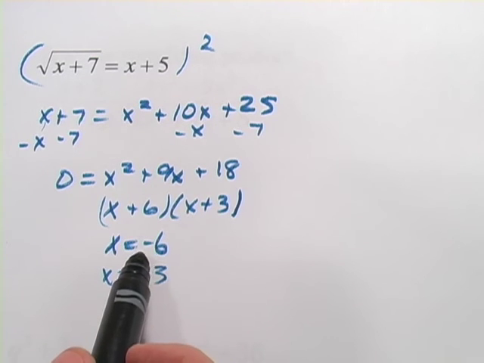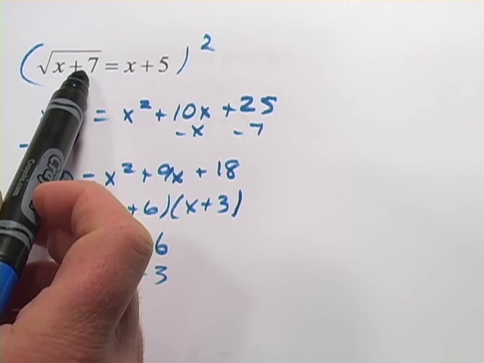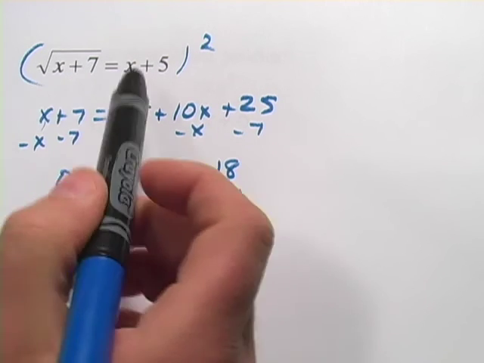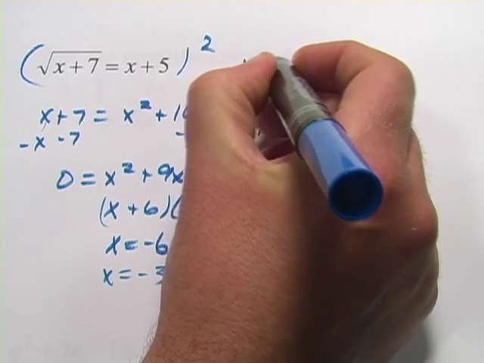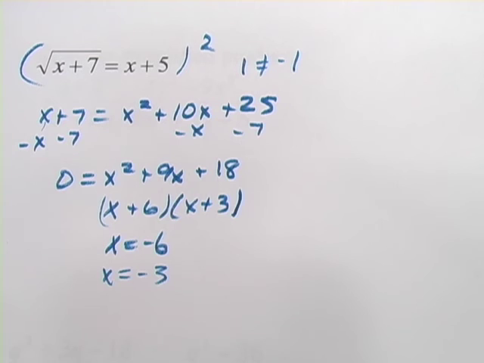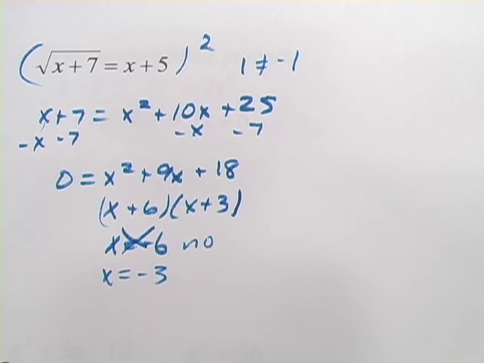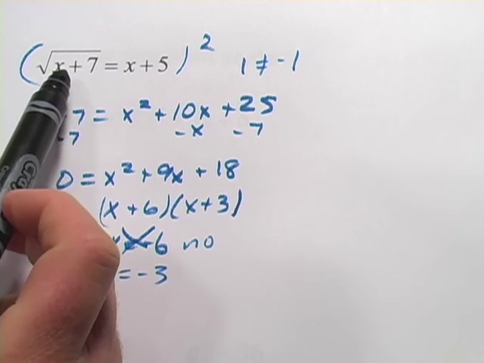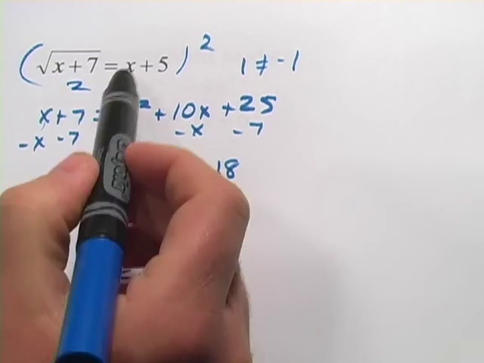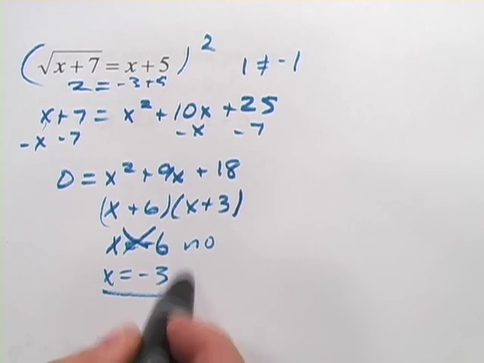So let's plug in x equals negative 6. If I put in negative 6 up here, I get 1. So the square root of 1 is 1. And negative 6 plus 5 is negative 1. So that would say 1 equals negative 1. And that is not right. So this is not a solution. Let's try the negative 3. Negative 3 plus 7 is 4. Square root of 4 is 2. And then we have negative 3 plus 5. That's also 2. So that one works.